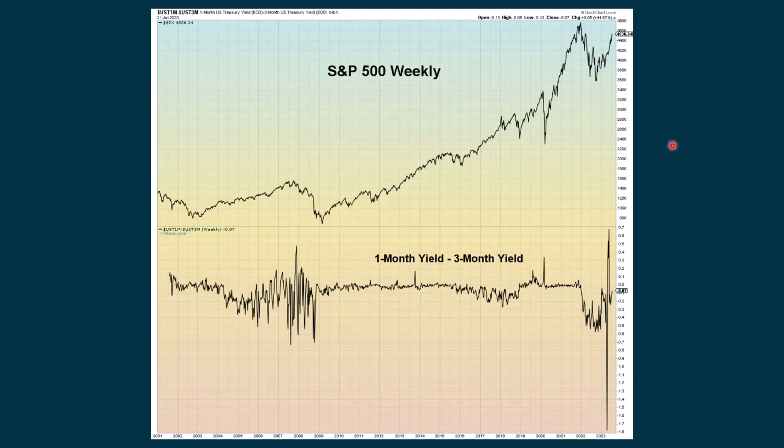Then the last chart is we take the 1-month yield and we subtract the 3-month yield, and we should get a negative response. And that's what we're getting right now. For a while it was going all crazy, and I think that had to do with the debt ceiling issue.